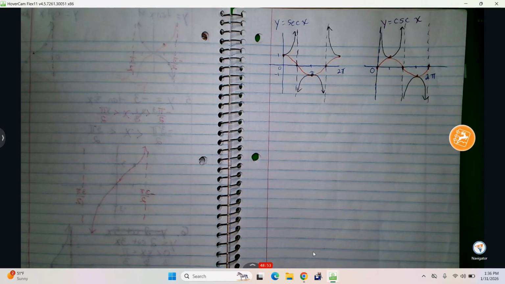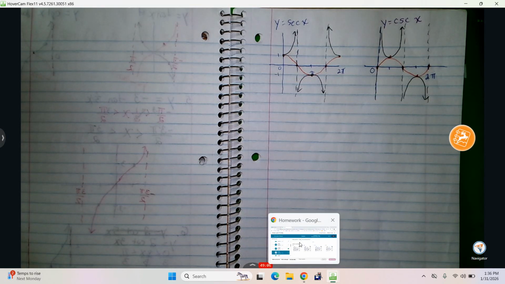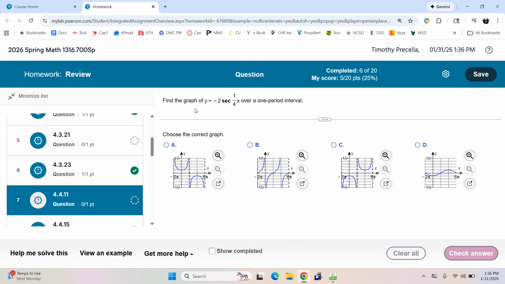Now, the key to these is to get the reciprocal curve drawn correctly. If it's secant, draw cosine. If it's cosine, draw secant. So, this is number 7. Y equals -2 secant 1/4 x.